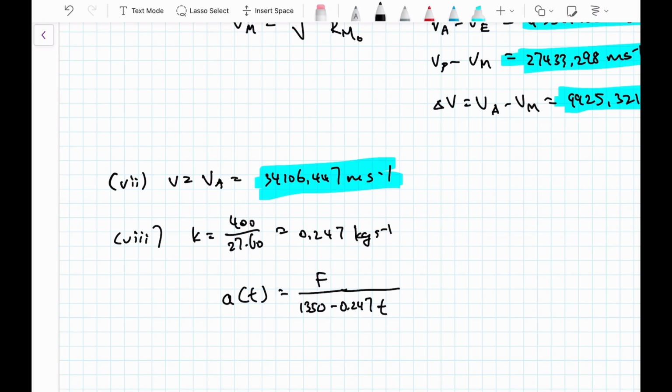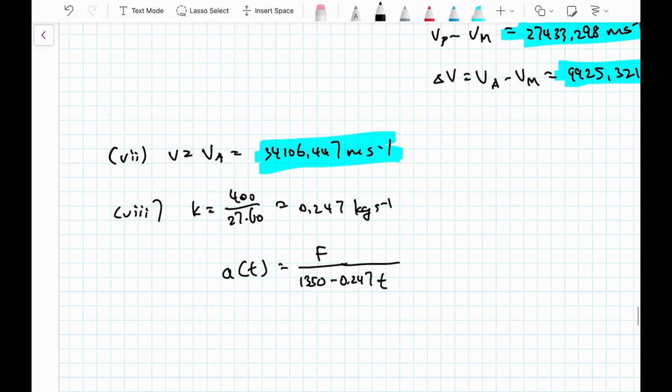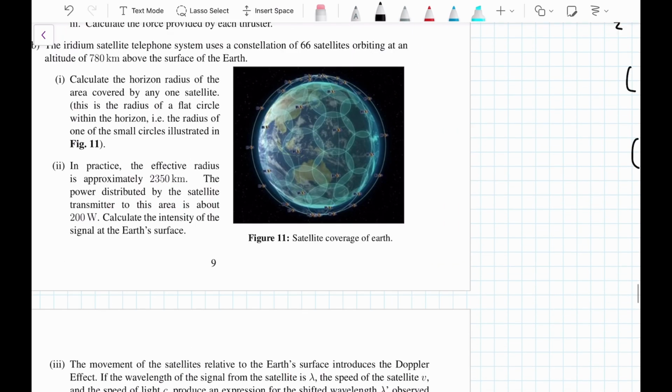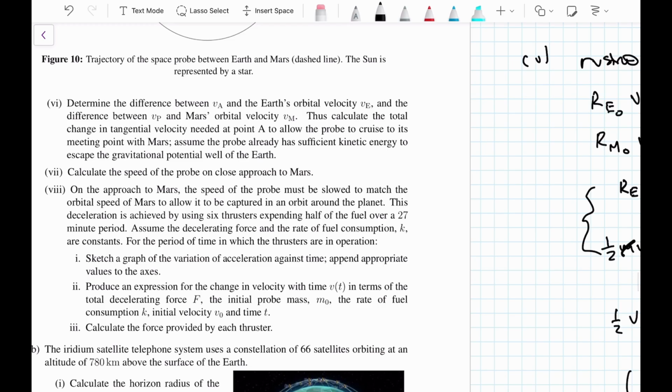Okay, and this should be the equation. And then let me check the question. Sketch a graph of variation of acceleration against time. Append appropriate values to the axes.